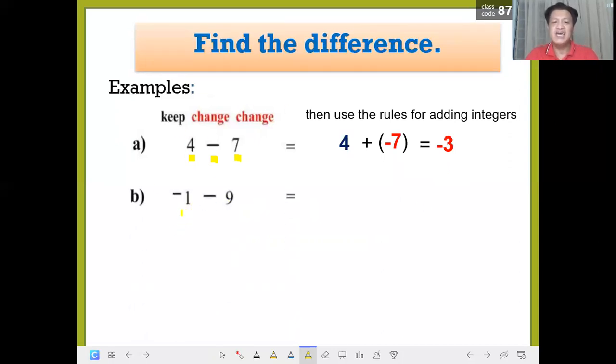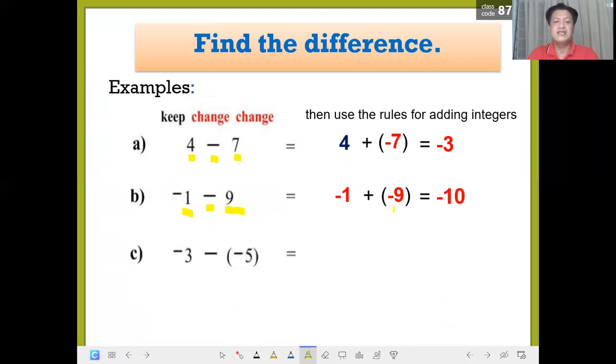Letter B. Remember, keep, change, change. I-keep lagi natin si minuend. Ito yung first number natin. So just copy. And then change the operation from subtraction, magiging plus or addition na siya. And then change the sign of the subtrahend. Kung ito ay positive 9, magiging negative 9 na siya. And proceed to addition rule. Take note, this is addition of integers with the same sign. Parehas po kasi siyang negative. Ano nga yung rule doon? Just add the numerical value. 1 plus 9 is 10. Since parehas po silang negative, copy lang natin yung negative sign. Kaya ang answer natin dyan ay negative 10.